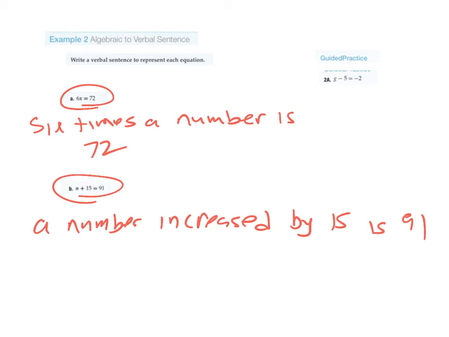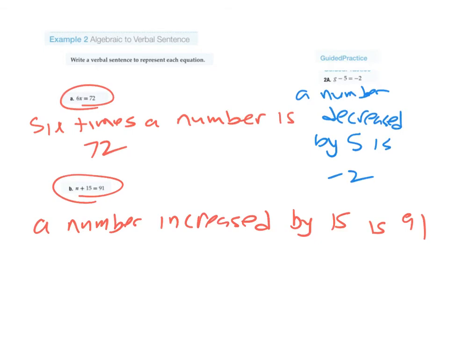So the next one we want to look at is g minus 5 equals negative 2. So we have a number. So anytime we have a variable, we're going to write a number decreased by 5 is negative 2.